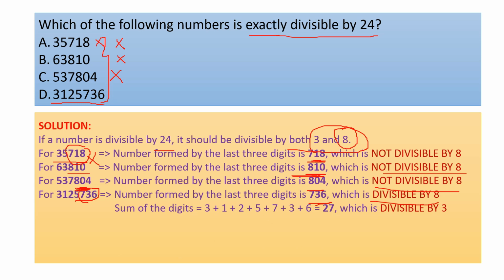If a given number should be divisible by 3, then the sum of the digits in this number should be divisible by 3. So the sum of the digits here is 3125736, which gives 27. So 27 is divisible by 3. Therefore, the given number is divisible by 24. So the given number 3125736 is divisible by both 8 and 3. Then it is divisible by 24. So the option D is the correct answer.